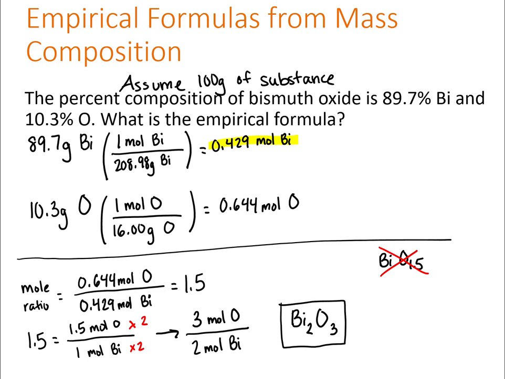I usually start with two because, generally speaking, that'll get you where you need to go. But maybe you have to multiply by three. But you're not going to have to multiply by like eight. Should be a small number. You're welcome. That was a good question.